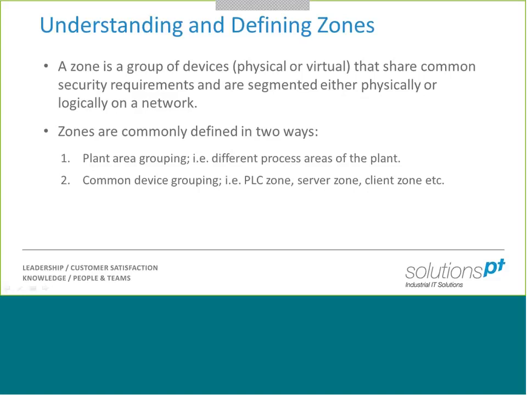But the two ways to approach it are, first, by looking at plant area grouping. What we mean by that is we have different parts of our plant for different processes, and that's going to depend upon what the organisation does. But in a lot of cases, there's a clear demarcation between different parts of a process that we can commonly group together. That is one way in which a lot of security experts will start defining these zones. And the second way, which is perhaps a little more common in smaller networks and smaller plants, is defining zones by grouping common devices together.